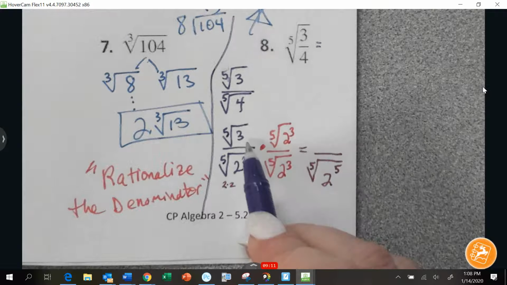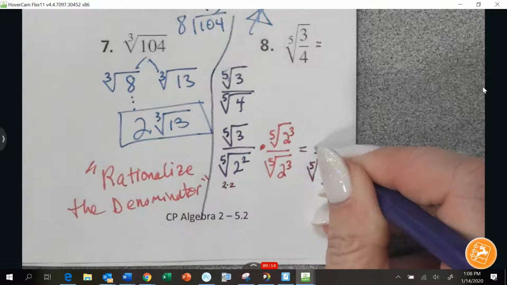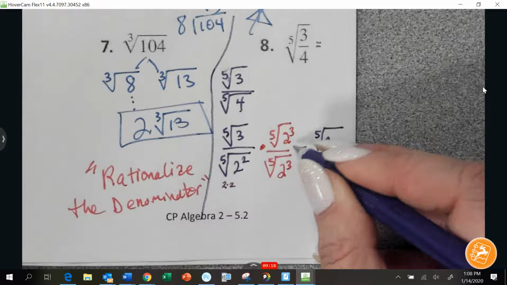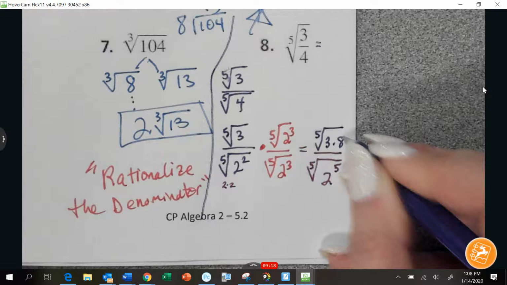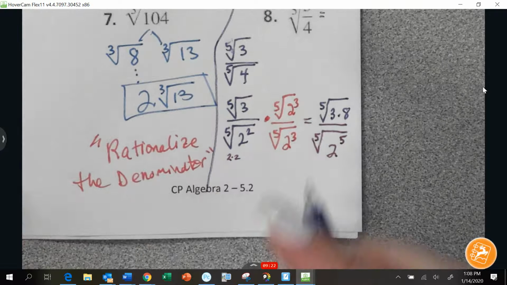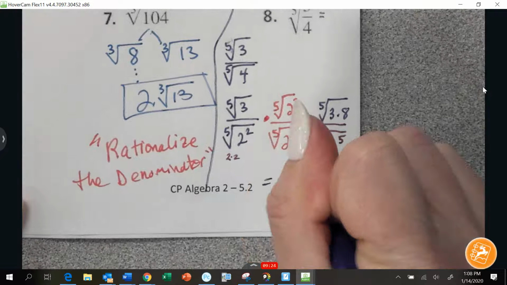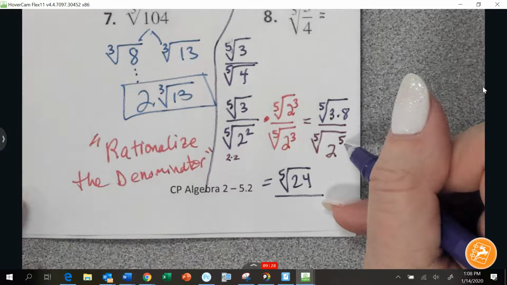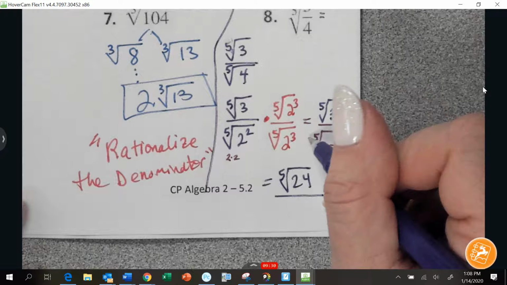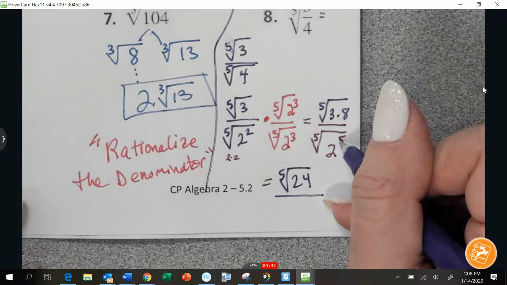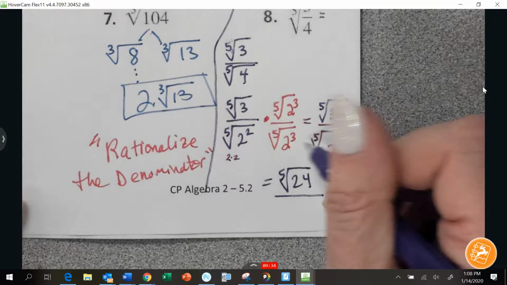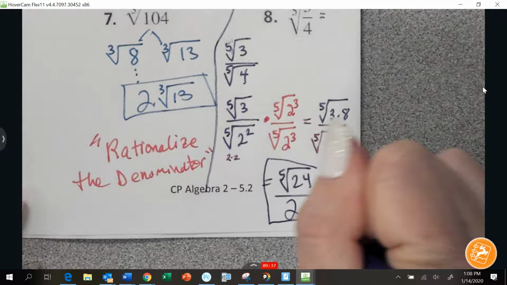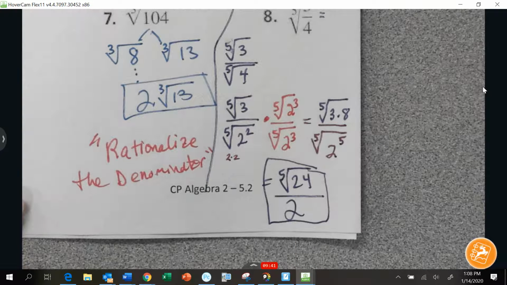So when I multiply across the top, I will have the 5th root of 3 times, what is 2 to the 3rd? 8. Which will be 24 in my next step. So then I will have the 5th root of 24 on top. And then if we have the 5th root and we have 2 to the 5th, those cancel out. They're opposite operations. They're inverse operations. And we get 2. Okay. That's called rationalizing.